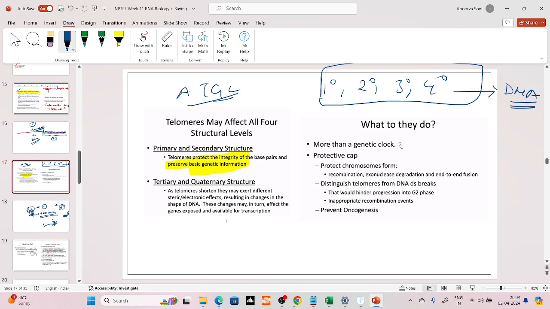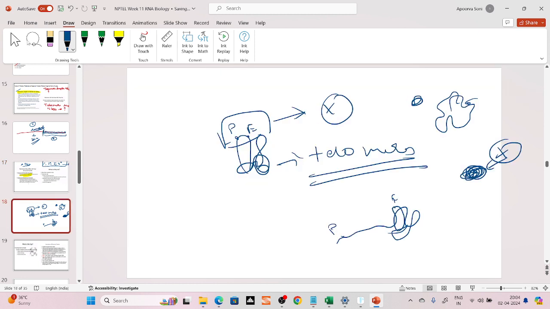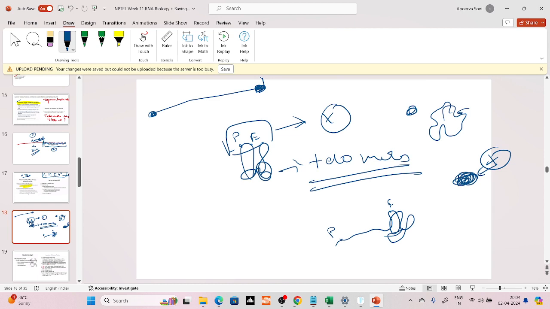So it's more like a genetic clock. It's a protective cap. Why? See, this is your chromosome. These are the ends, and these are protected because of telomeres. Now, because telomeres are present, the ends cannot be acted upon by exonucleases. Nuclease cannot come from here and start digesting it. So it's like a cap. Just like a cap prevents our face from the direct light and the heat, similarly, this telomere cap is protecting the chromosome from the direct action of exonuclease.